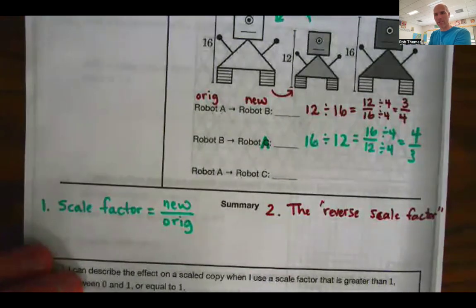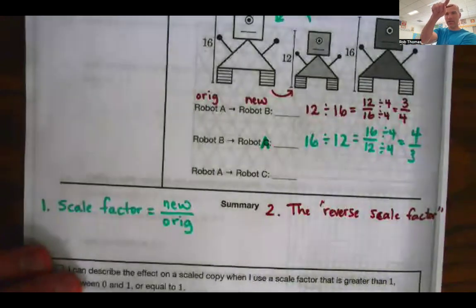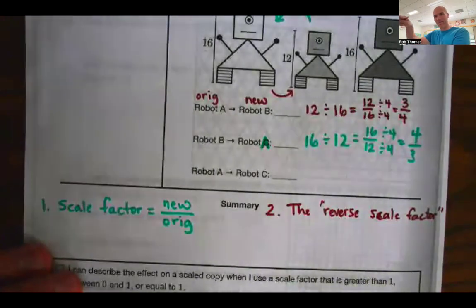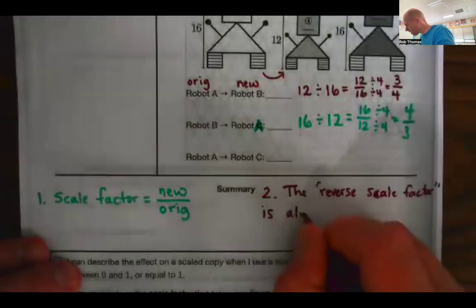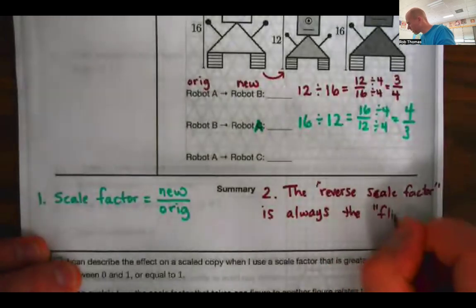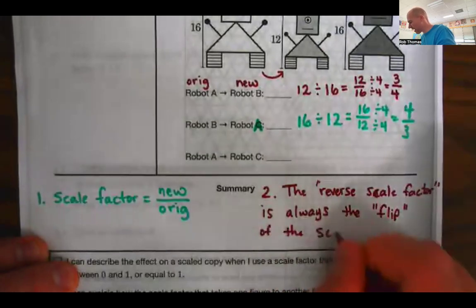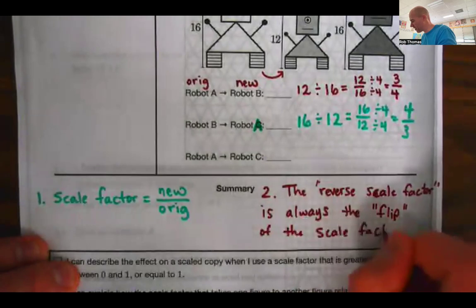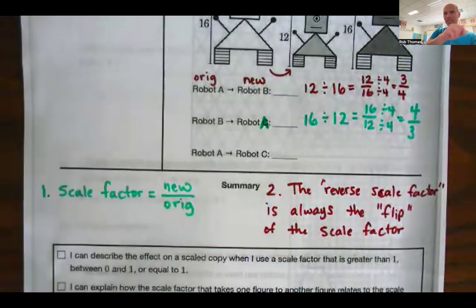But what I mean by reverse scale factor is if you know the scale factor to go from one thing to another, the reverse scale factor takes it back the other way. It's always the flip of the scale factor, right? If the scale factor to go this way is 3/4, then the scale factor to come back this way is going to be 4/3. And that's going to be useful in today's Desmos activity.